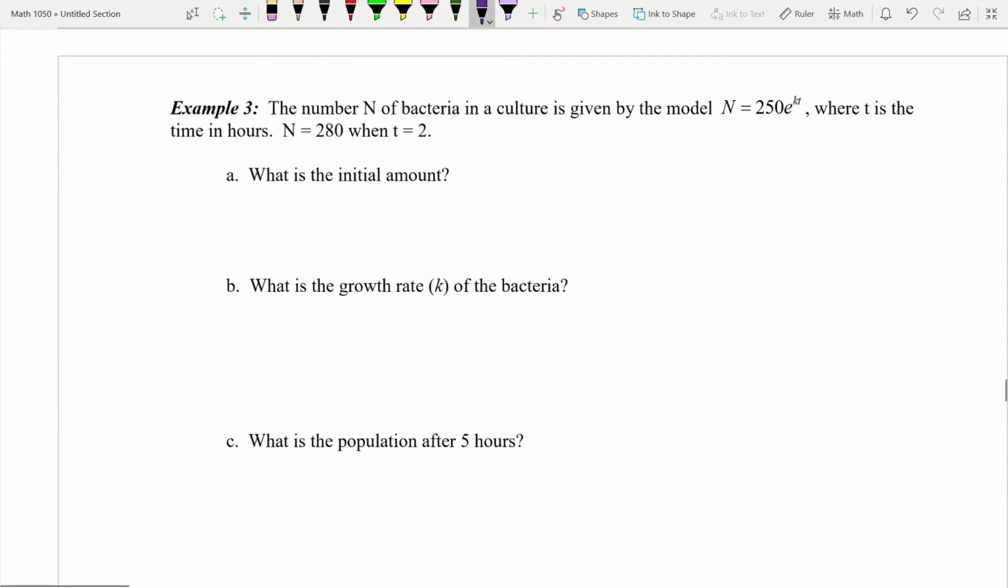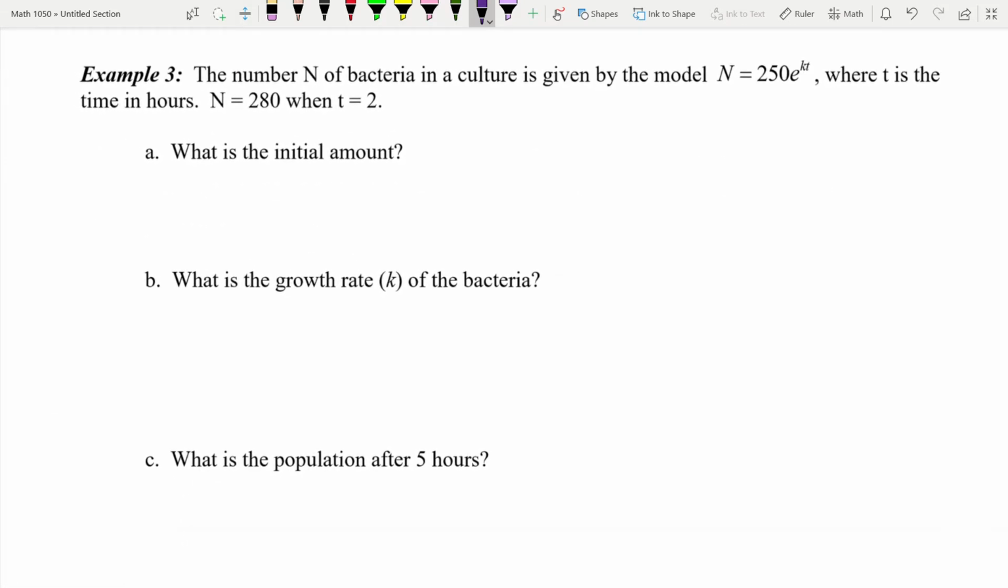Okay. All right, it's going to start getting just a little bit tougher. Okay, look at the next one. The number of bacteria in a culture is given by this model, where t is time in hours, and n is 280 when t is 2. What is the initial amount?